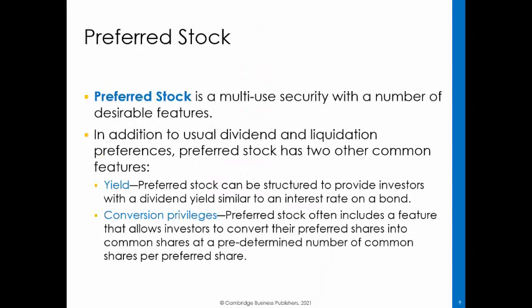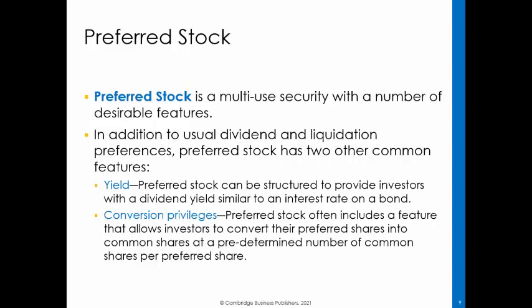Preferred stock is a multi-use security with a number of desirable features. In addition to usual dividend and liquidation preferences, preferred stock has two other common features. One is yield. Preferred stock can be structured to provide investors with a dividend yield that is similar to an interest rate on a bond.